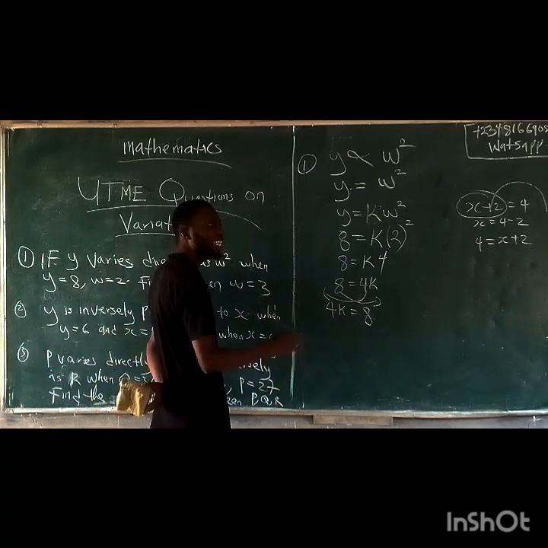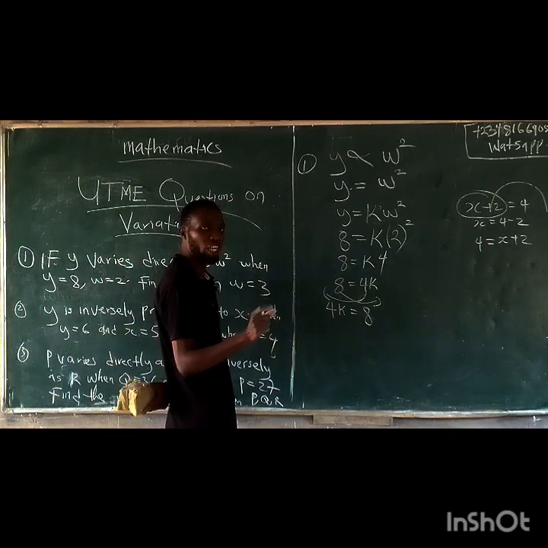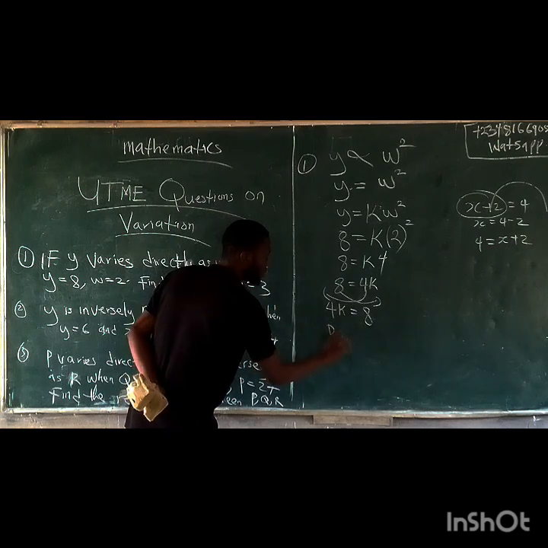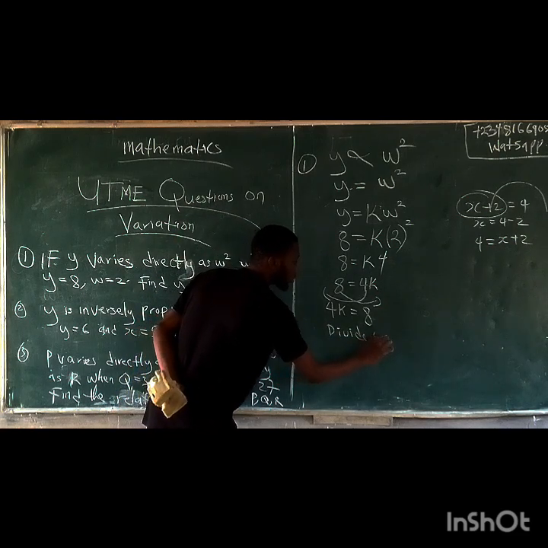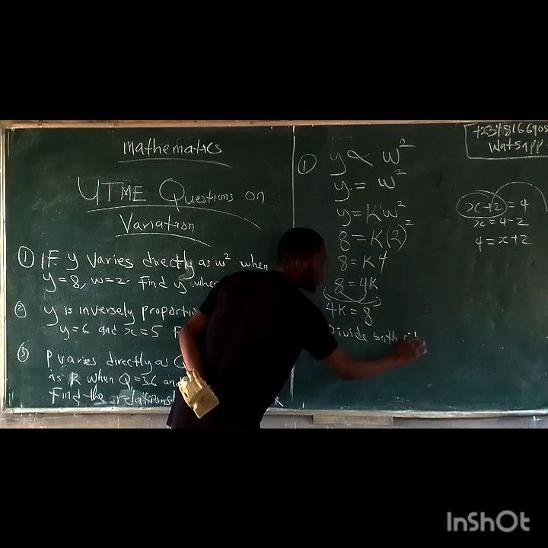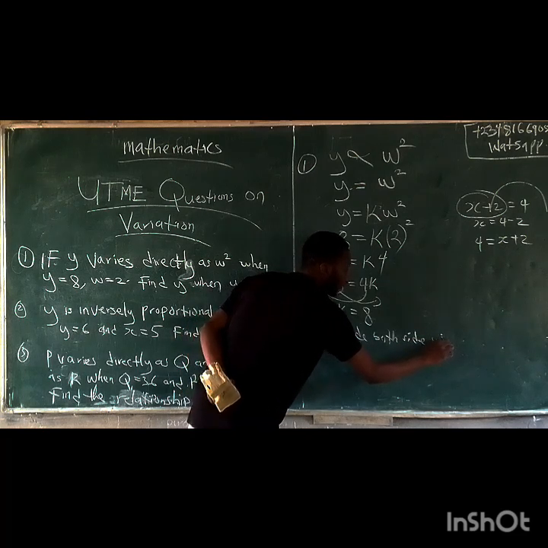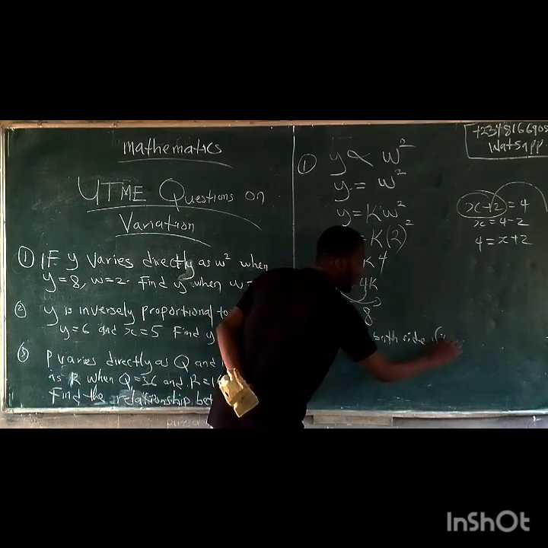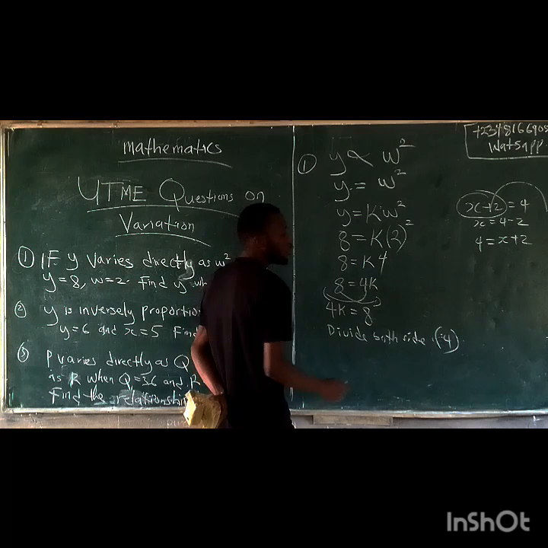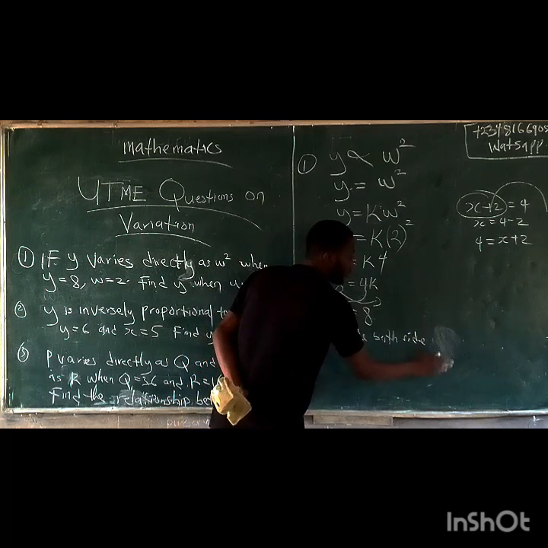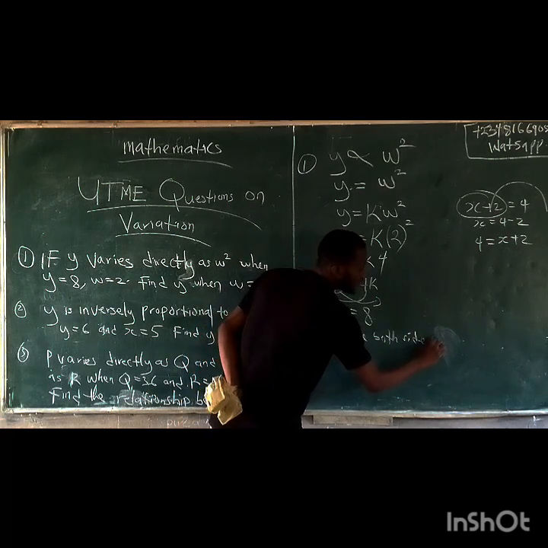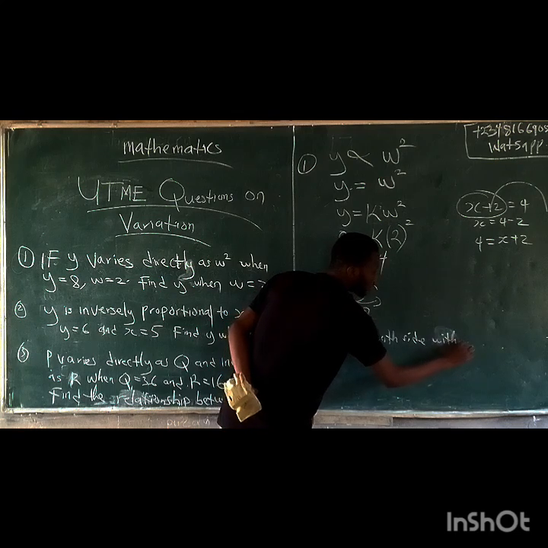Now what do I do? I will divide both sides by the coefficient of k. That is, divide both sides with the coefficient of k, which is what? 4. Divide both sides with the coefficient of k. Remember, write it in full.